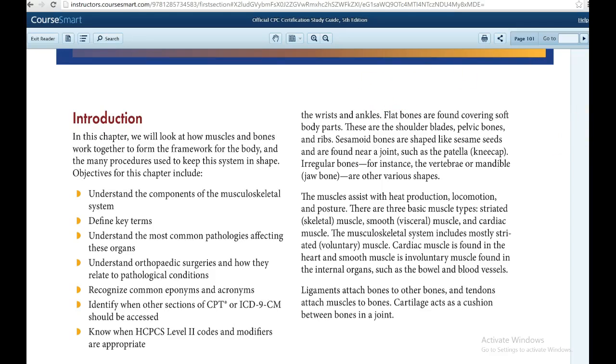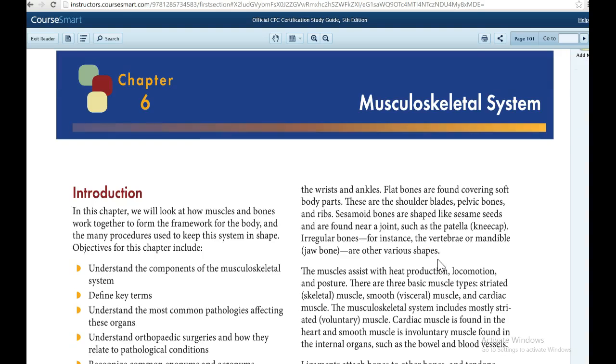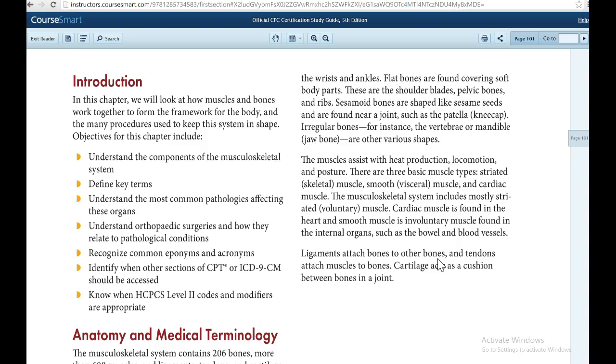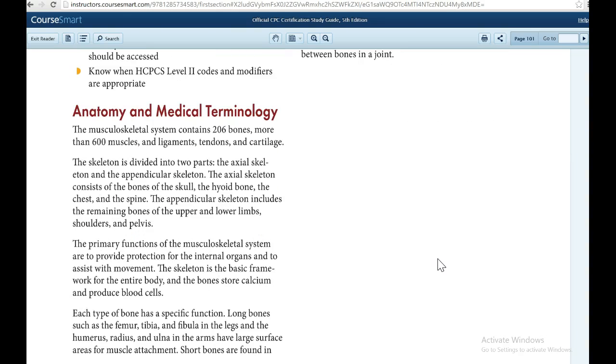All right, class. We are in chapter 6, and this is going to be your musculoskeletal system. Of course, your musculoskeletal system is the muscles and the bones, and they work together to frame the body. So we are going to talk about the musculoskeletal system in the anatomy factor and the medical terminology factor.